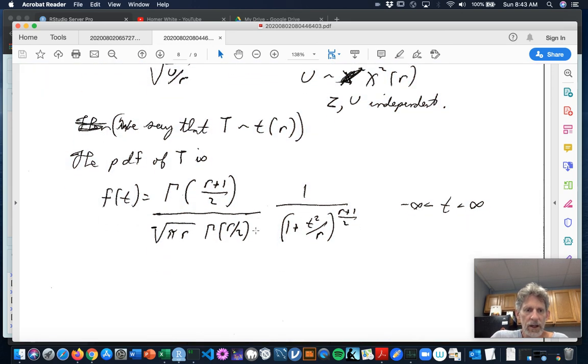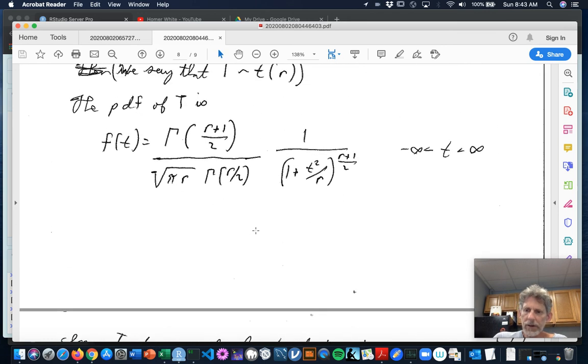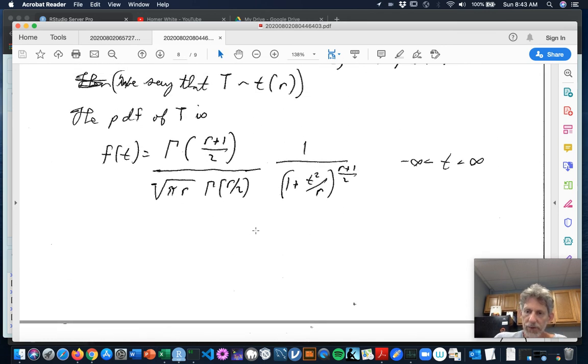We're not going to prove that theorem here, but you should totally study the proof because it's a wonderful example of clever use of the CDF technique, actually. You basically try to get the CDF for capital T, and then you take the derivative of the CDF and you end up with the PDF.